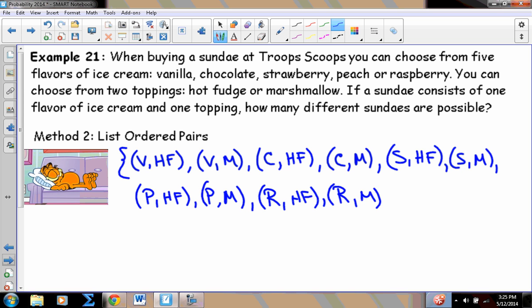Now, if I've done that right, I should have 10. 1, 2, 3, 4, 5, 6, 7, 8, 9, 10. Good. Okay, notice that I've grouped them in pairs. One ice cream goes with one topping, and then the pair is in parentheses, and the points or the ordered pairs are separated by commas, and I've put it in set braces.